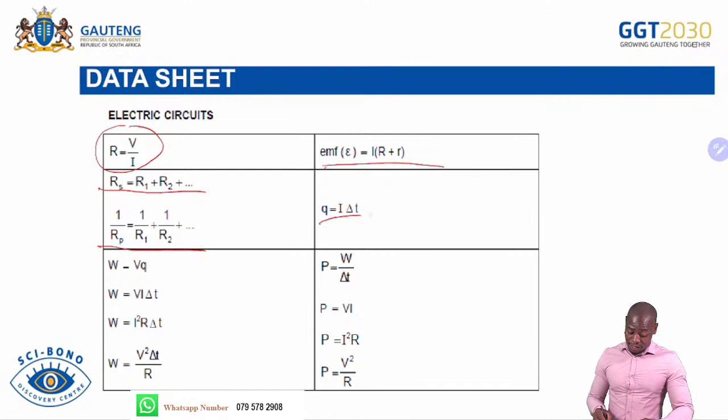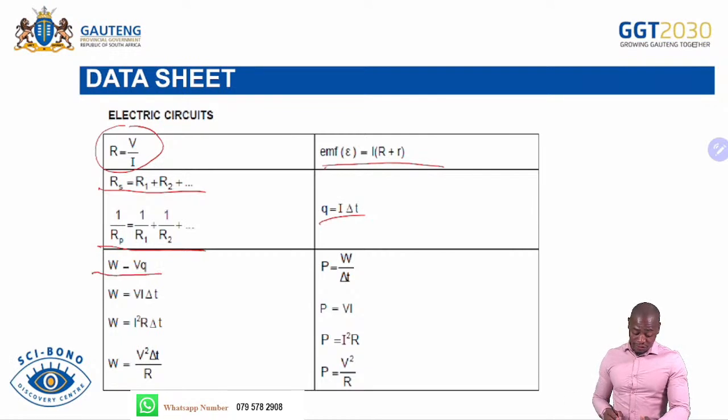Okay, another equation. If you still remember from grade 10, this is the equation we can use to calculate charge. Charge is measured in coulombs, I is current, and t is time, which is measured in seconds. So you can use that equation to calculate current given charge and time, or to calculate charge given I and change in t.